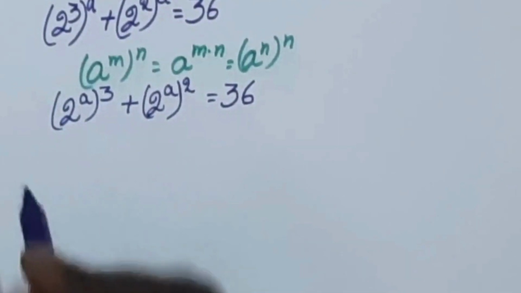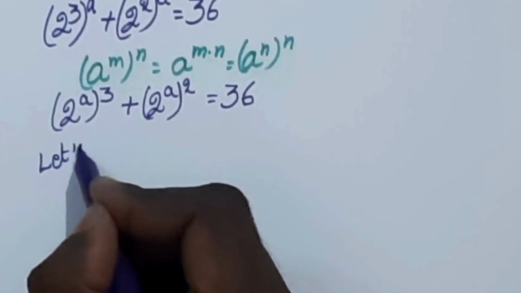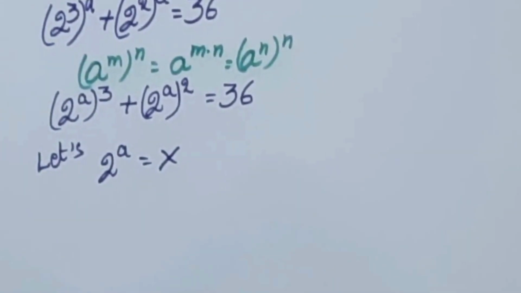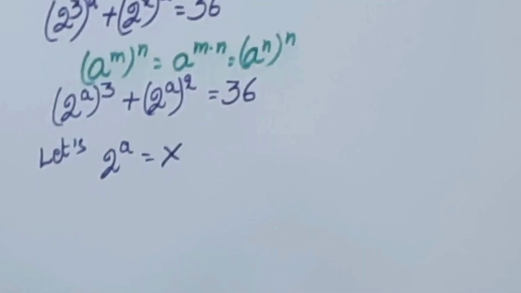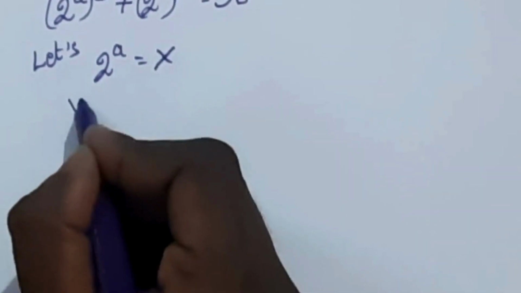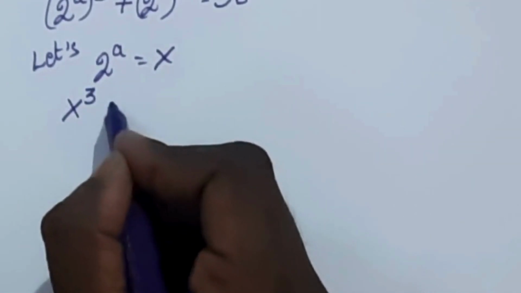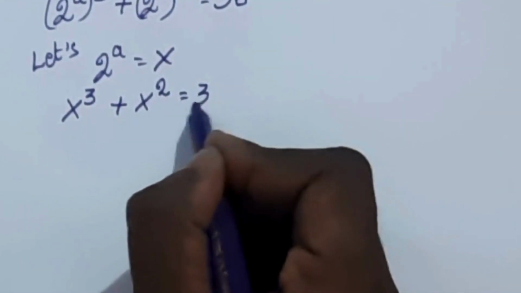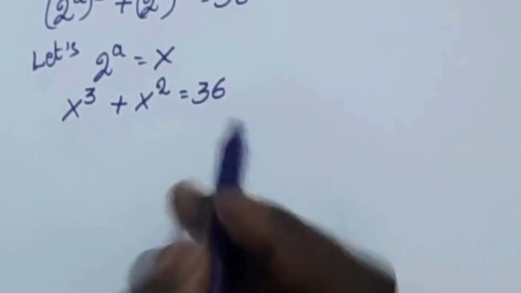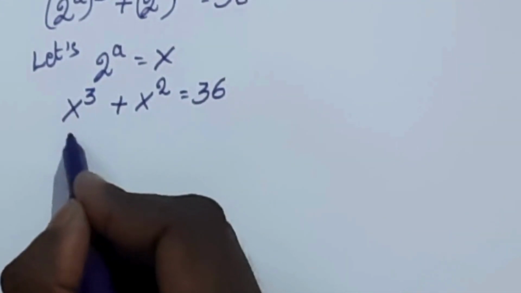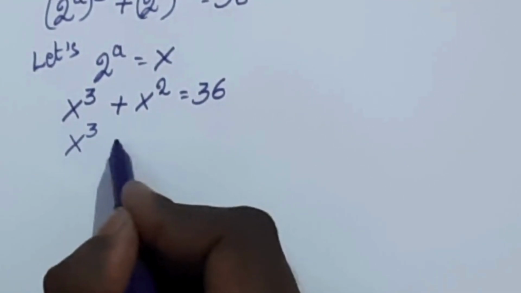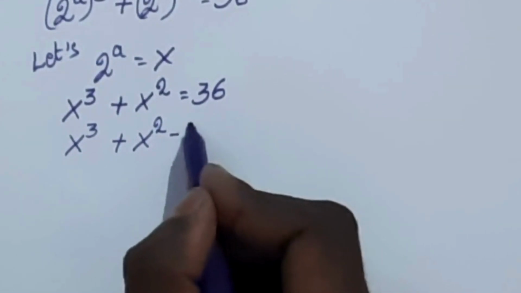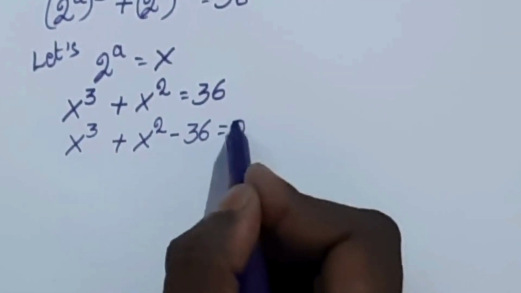Now let us assume that 2^a = x. So apply this here: x^3 + x^2 = 36. Now we are moving this 36 to the left hand side, so x^3 + x^2 - 36 = 0.